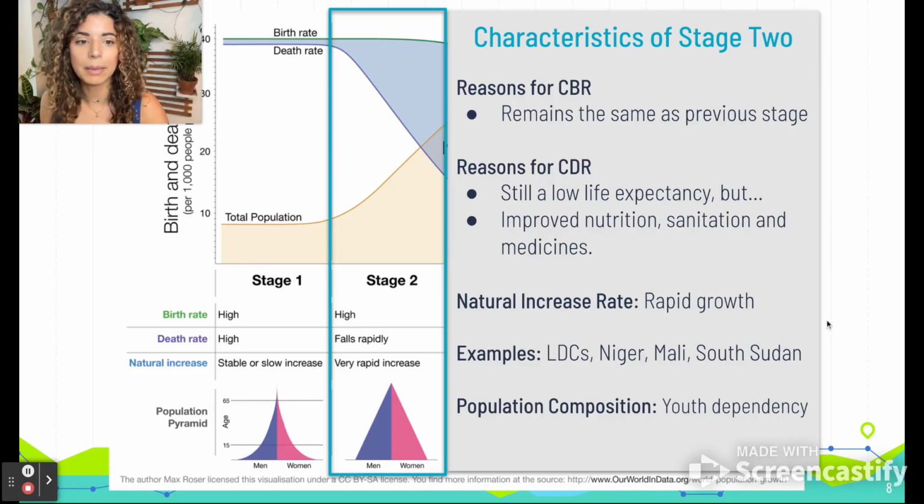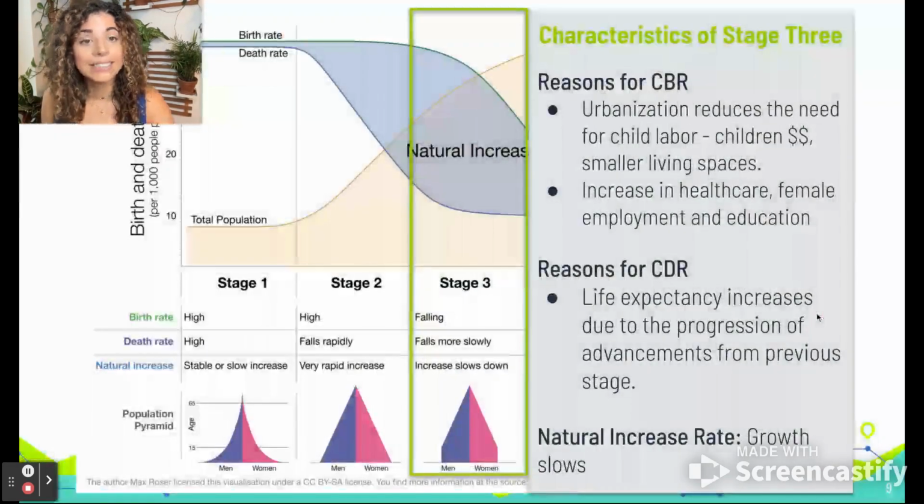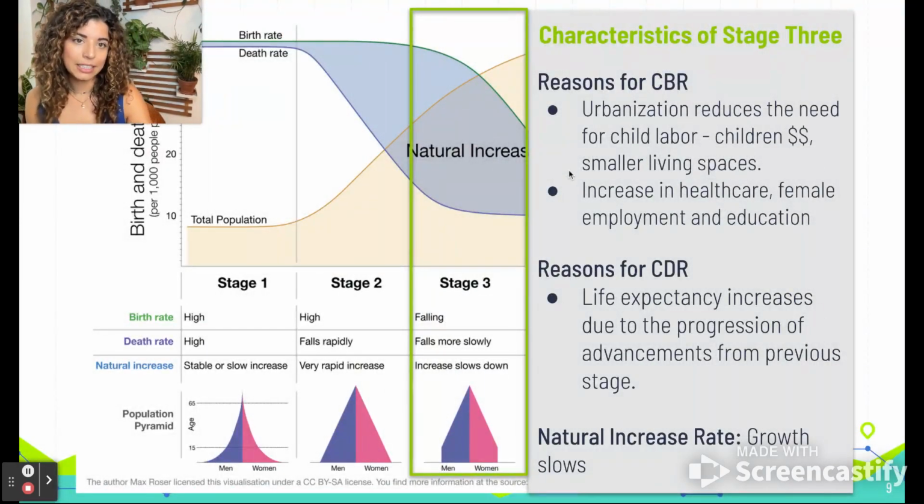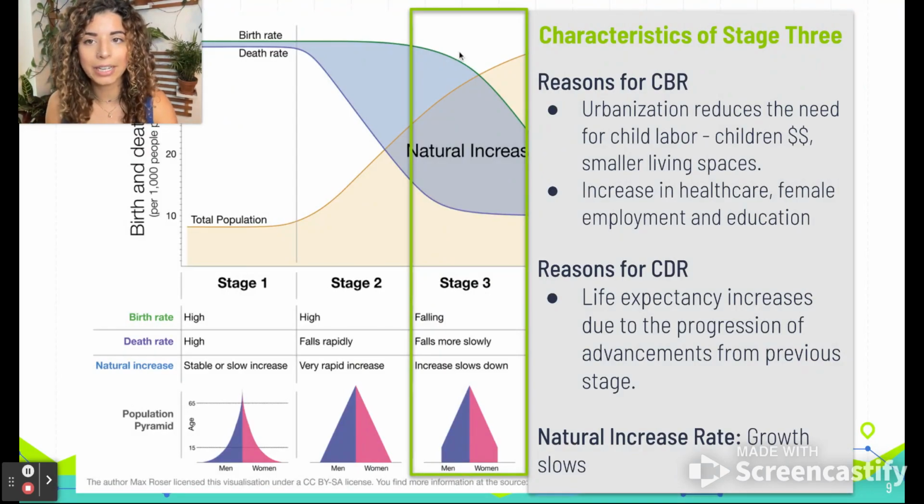There's a lot of young people. And then stage 3, characteristics, reasons for crude birth rate. So now we see this birth rate dipping down. Urbanization reduces the need for child labor. So people are now moving into cities. Children are expensive, and then also living spaces are smaller in urban areas.